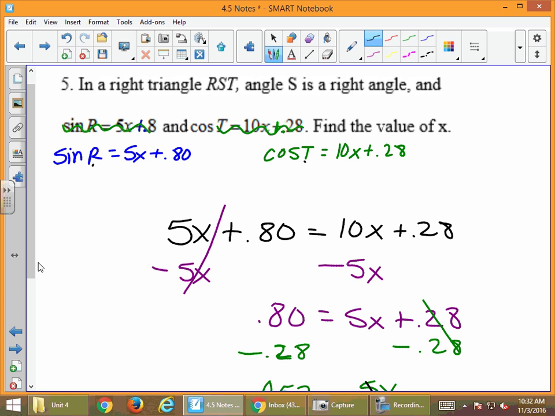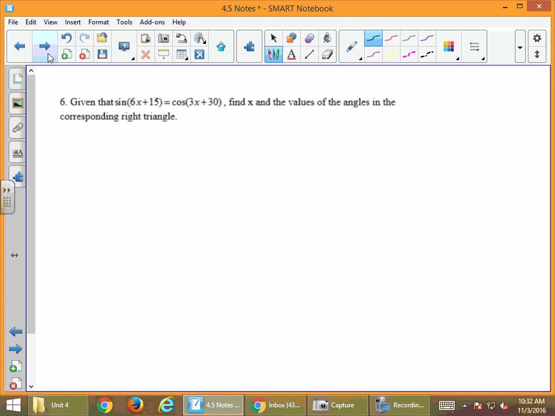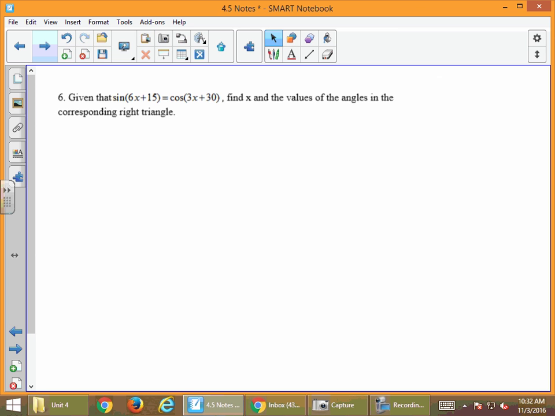One more. We are given that the sine of 6x plus 15 is equal to the cosine of 3x plus 30. Find x and the values of the angles in the corresponding right triangle. Well, we have stuff inside the parentheses. So we have expressions for the angles. What do we know about these angles? They're in the same right triangle. What do we know about them? What do they add to?